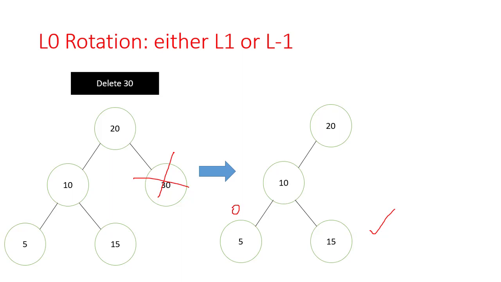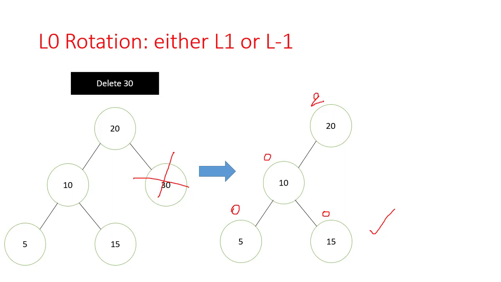Now check the balance factor of all the nodes. The balance factor of 5 is 0. The balance factor of 15 is 0. The balance factor of 10 is 0. The balance factor of 20 is 2. Now 2 is not acceptable and we have deleted the element at the right side. Now heavy on the left side. That's why this is L type of rotation.